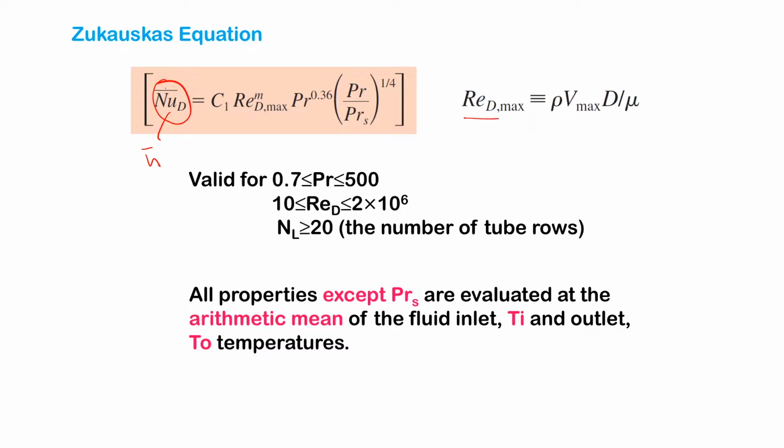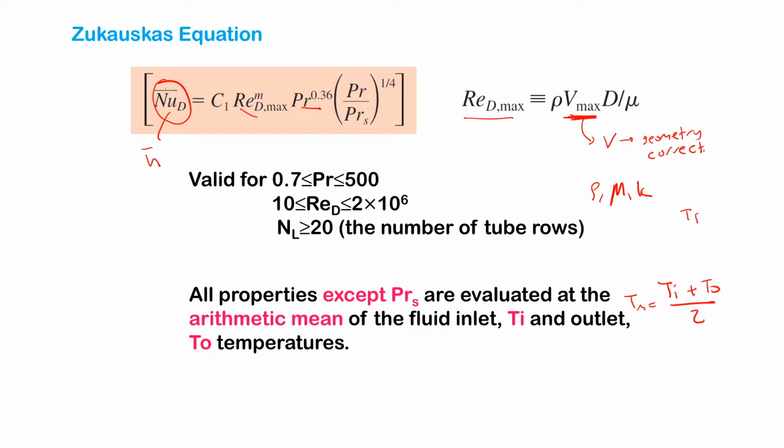For the Reynolds number, we'll be using the Vmax we just defined. So Vmax should come from the velocity and then the geometrical correction based on aligned or staggered configuration. And then we have the Prandtl number and of course the Reynolds number. The question is, at what point do you need to evaluate the properties? The properties need to be evaluated at the arithmetic mean, so T inlet plus T outlet divided by 2. So this is T mean. Okay. So this is not T film.